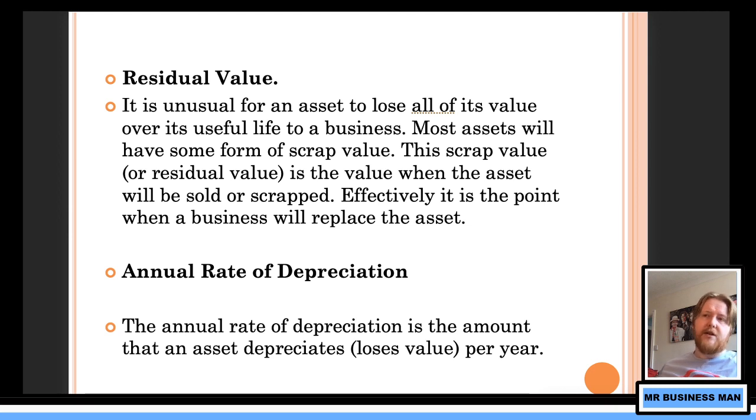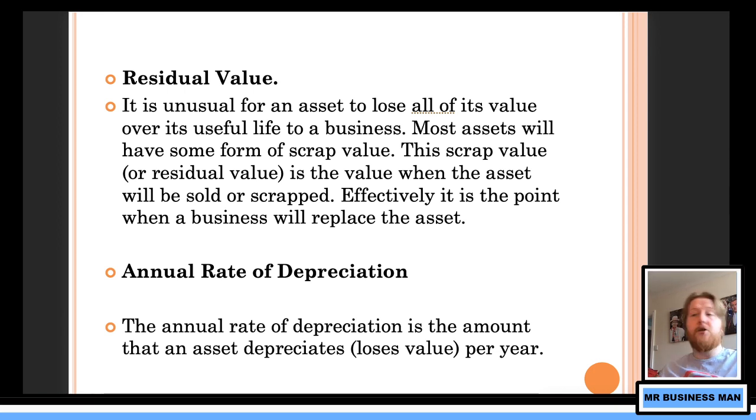Your residual value. So it is unusual for an asset to lose all its value over its useful life to a business. It depends on what it is, though. There are certain ones that you can do it. Obviously, if you use things up or if they are perishable, then usually you don't class them as long-term assets, though. But there probably are some that would be used up. Most assets will have some form of scrap value. This scrap value or residual value is the value when the asset will be sold or scrapped. Effectively it is the point when a business will replace the asset.